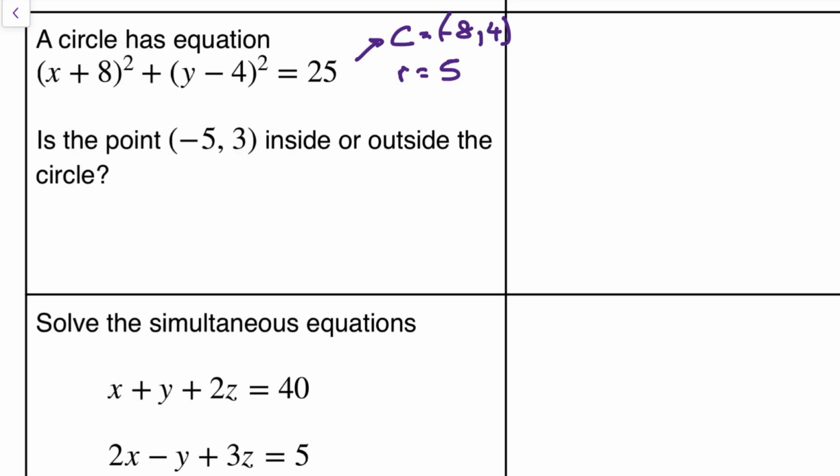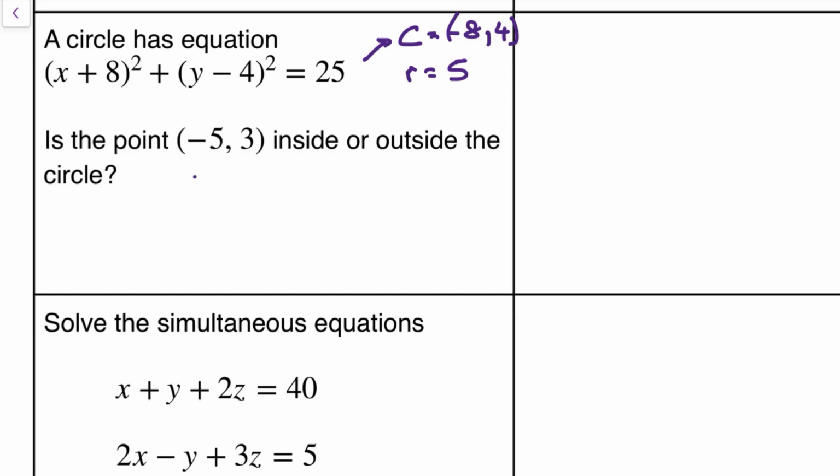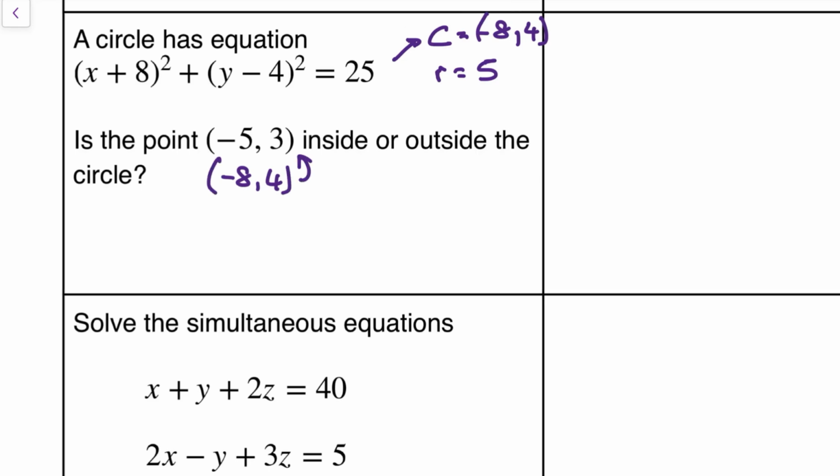Well, the way I'm going to do this is I'm going to work out the distance from the centre, so the centre you'll remember is minus 8, 4, to this point here. So it's just Pythagoras. The change in the x values is 3, minus 8 to minus 5. The change in the y values is 1, so that's going to be 1 squared. Pythagoras means I square and add these things together. 3 squared is 9, 1 squared is 1. Add them together and it is the square root of 10.